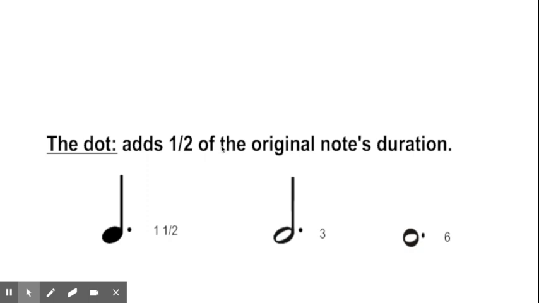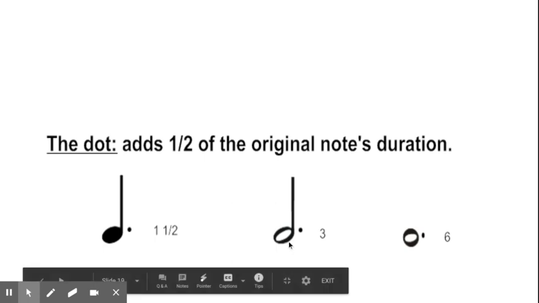So let's discuss that with the half note first. That's the easiest one, I think, to understand. Half note is worth 2. And then if you add half of 2, that's 1. 2 plus 1 is 3. So now this note is worth 3 because it's got the dot.